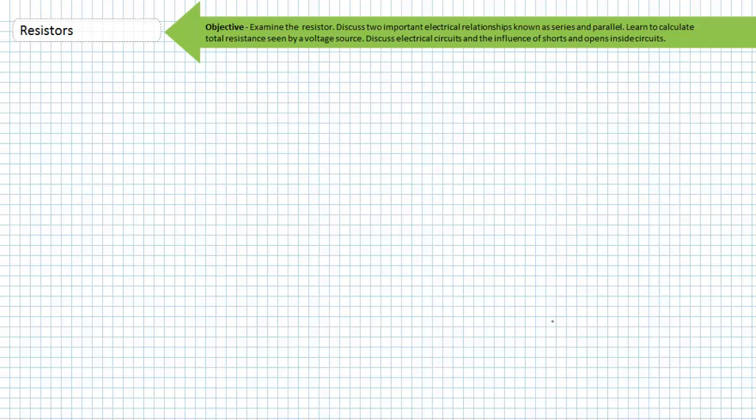I'm your instructor Jim Pytel, and today's topic of discussion is the resistor. Our objective today is to take a close look at a common electrical component known as a resistor. We'll discuss fixed resistors and introduce two important electrical relationships known as series and parallel, and how these arrangements dictate total resistance seen by a voltage source.